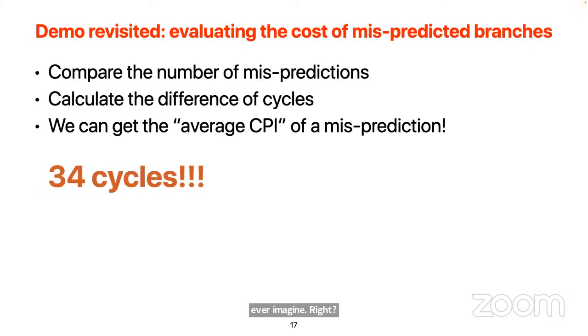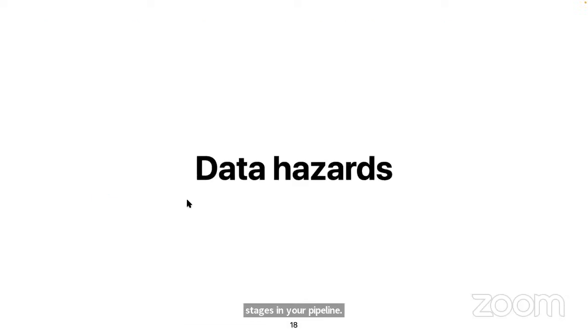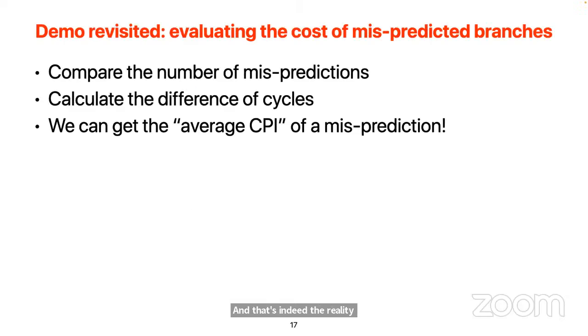It also tells you that the pipeline diagram in our textbook is very far away from reality, because you only see 5 stages, 5 cycles. So how come there's 34 cycles? This data also tells you that in modern processors, you might have more than 34 stages in your pipeline. And that's indeed the reality. So that's why we have to deal with branch prediction.